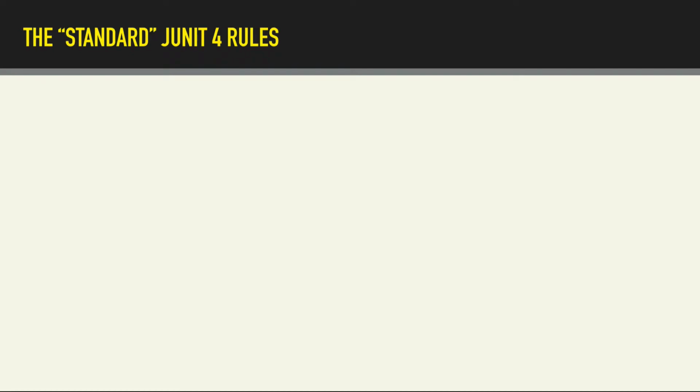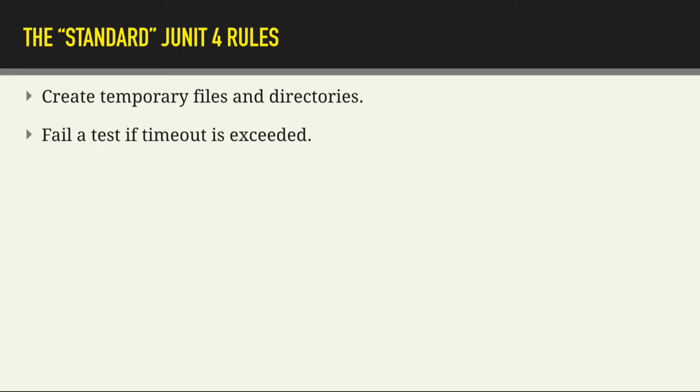We can do pretty cool stuff with JUnit 4 rules. For example, JUnit 4 provides rules that can 1. Create files and directories which are deleted after a test method has been run. 2. Fail a test if the specified timeout is exceeded. And 3. Configure an external resource such as a socket or a database connection before a test method is run and free the external resource after a test method has been run. Next, we will find out how we can use JUnit 4 rules in our test classes.